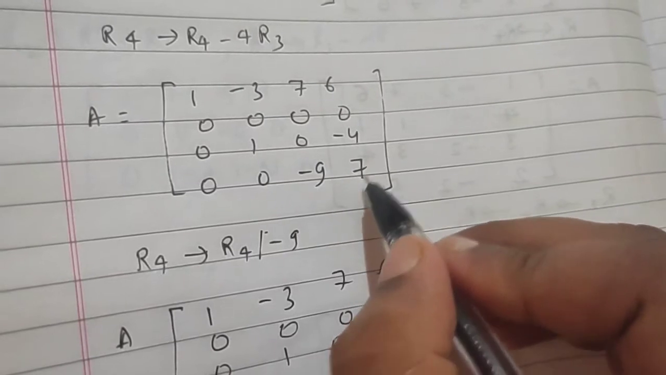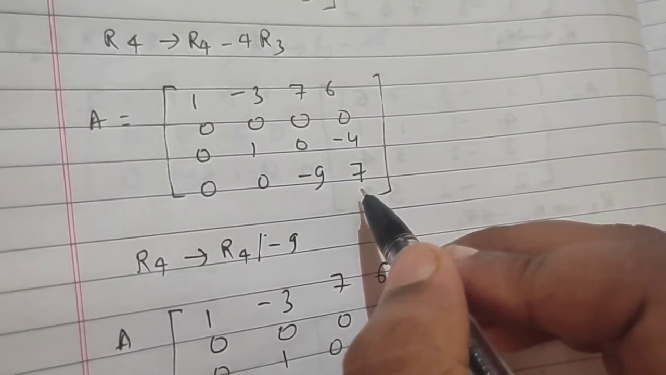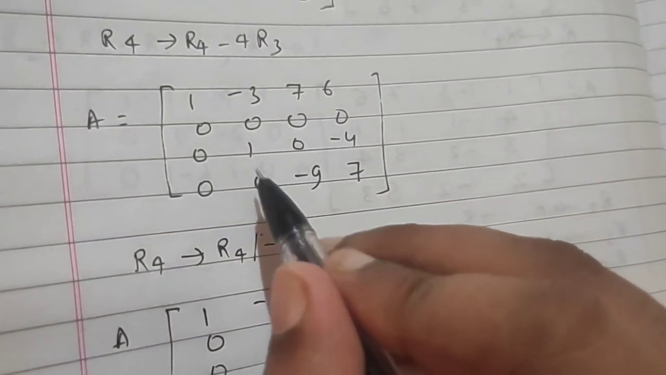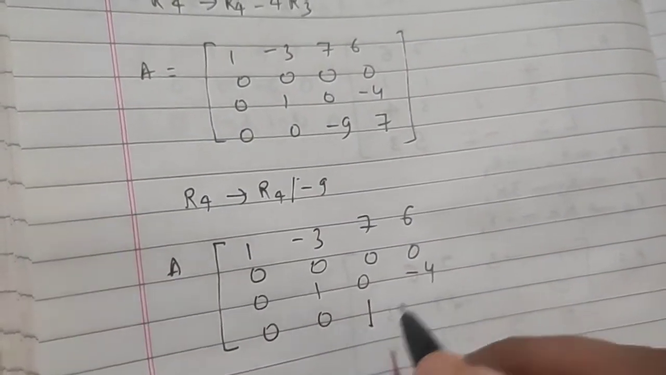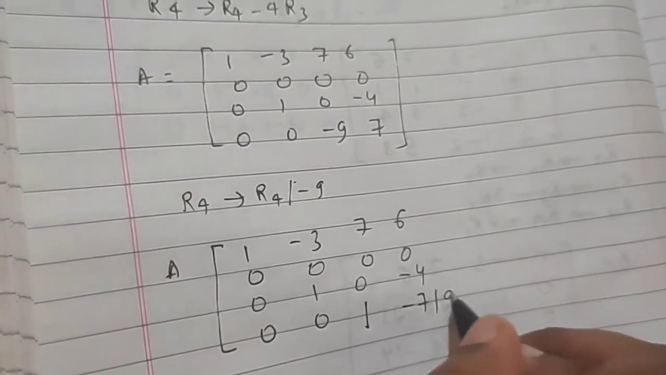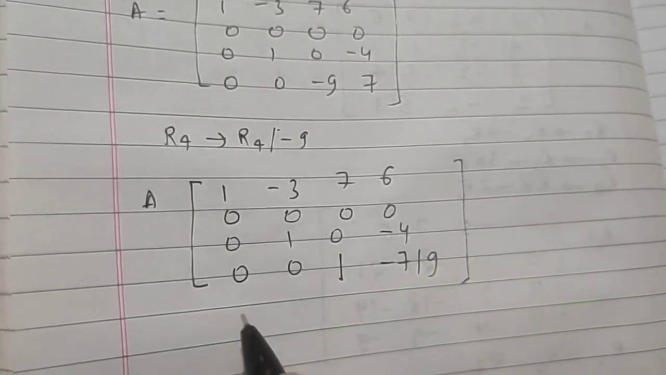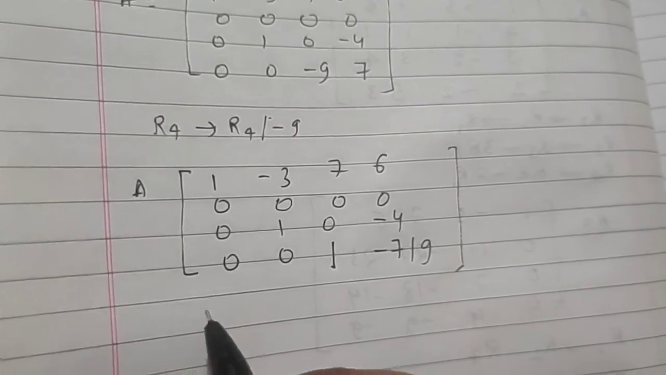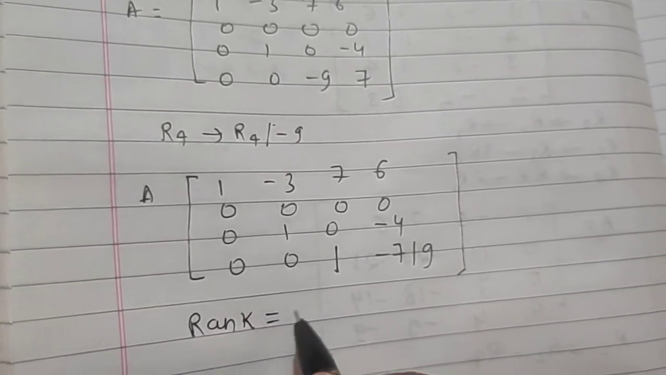If you look at this, 7 minus 4 is 3, but when you use that, there will be a change in this 0 also. So don't go for that, just simply go for this. So this will be 1, I think, yes, and this is minus 7 by 9. So we end here, no need to go for any further. So clearly number of non-zero rows in this format is 3. So rank of this coefficient matrix is 3.